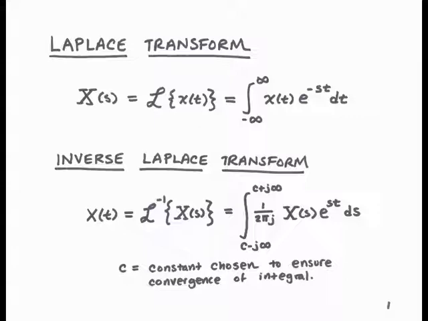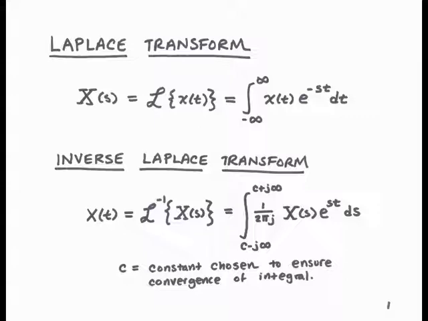We write x of s is equal to the integral from minus infinity to infinity of x of t e to the minus st dt. And I'm introducing a new notation here, the script L notation. We write script L of x of t is x of s. So the script L is the Laplace transform operator transforming x of t into x of s, and it stands for the integral from minus infinity to infinity of x of t e to the minus st dt. We'll be using that notation throughout the course, so we don't have to write out that integral.